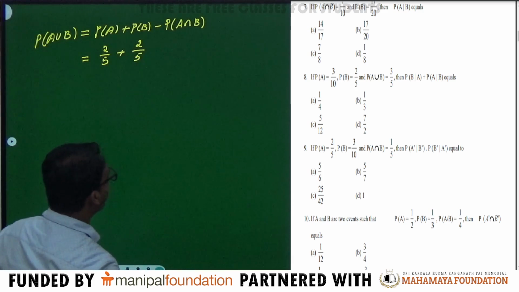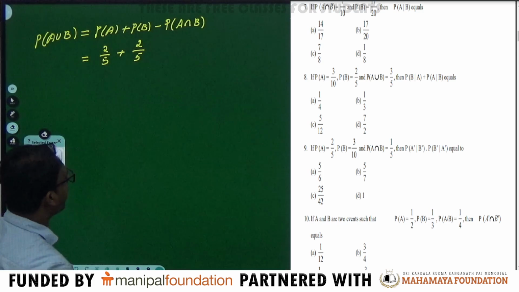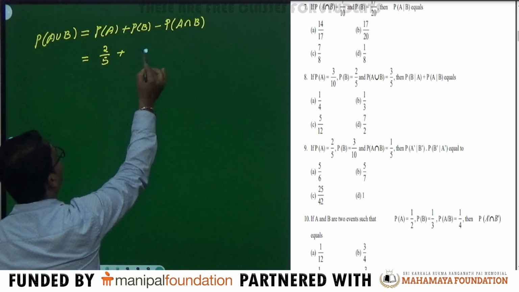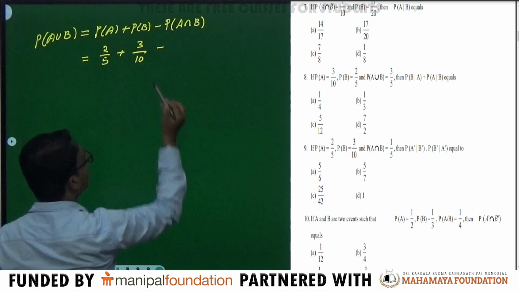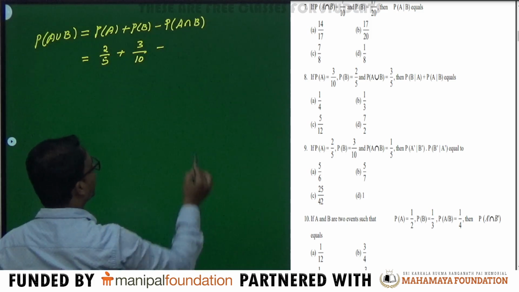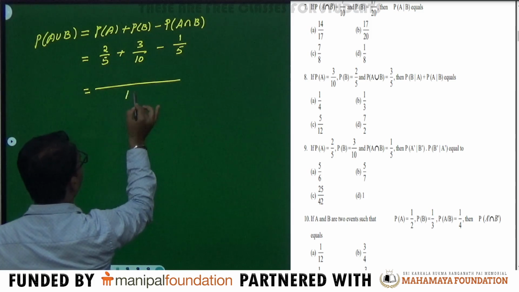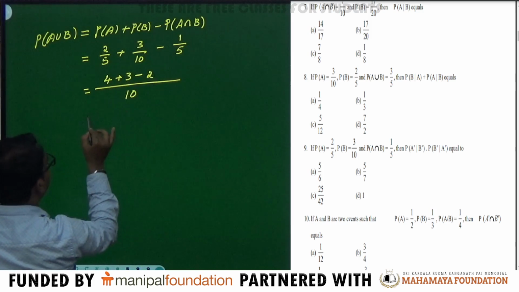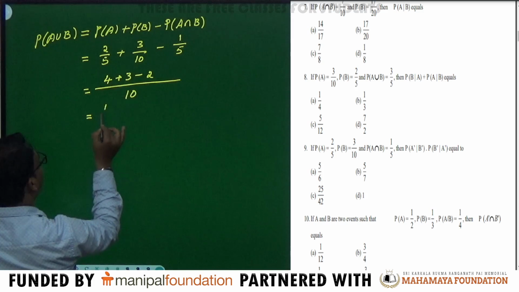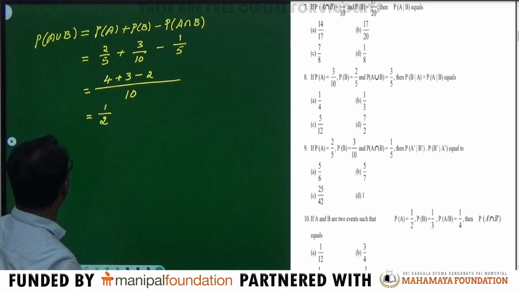So it is 3 by 10. P of A value is 2 by 5 and P of B value is 3 by 10, minus P of A intersection B is 1 by 5. So after taking the LCM, 10 will be the LCM, we will get 4 plus 3 minus 2. It is equal to 5 by 10, that is equal to 1 by 2. That is probability of A union B.